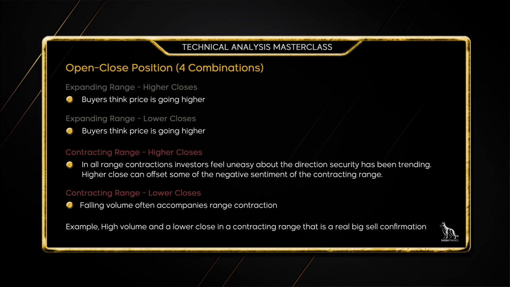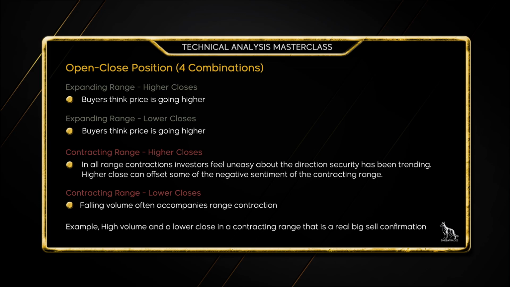By the same token, you can look at a contracting range in the high and low. So in a contracting range, getting narrower, not as big of a width between the low and the high, but there are higher closes, then it might be indicating that investors are feeling uneasy about the direction the security has been trending. And the higher close can offset some of that negative sentiment of the contracting range. So there might be a little bit of an uneasy feeling and the range is contracting, but there might not necessarily be a reversal. They're just offsetting a little bit here.